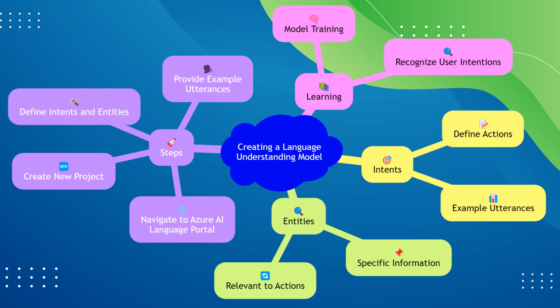Creating a language understanding model involves defining the intents and entities that your application will recognize. Intents represent the actions that users want to perform, while entities represent the specific pieces of information that are relevant to those actions. To create a model, navigate to the Azure AI Language portal and create a new project. Define the intents and entities for your application and provide example utterances for each intent. This will help the model learn to recognize the different ways users might express their intentions.